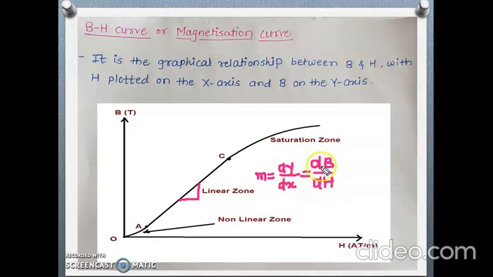So this dB upon dH is the slope of this line, the change in B or change in y. But we have already discussed that the ratio of B upon H is called the permeability of the material. So the slope of the line indicates the permeability of that magnetic material. In this way, the permeability of any material can be found by plotting this BH curve.